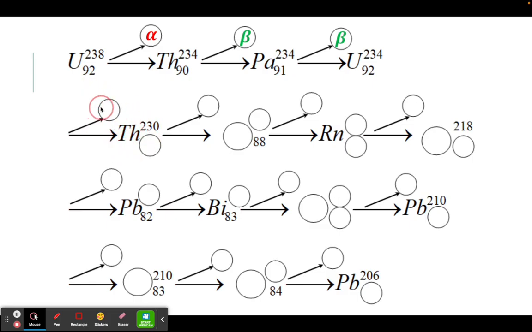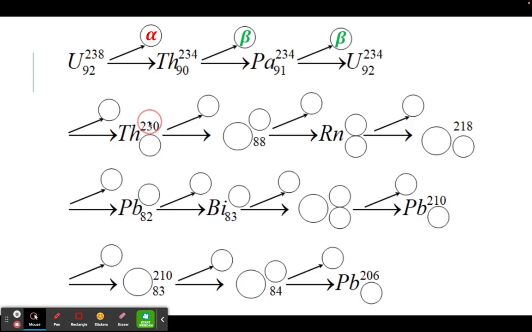So what particle is this? We got 230 here. We got thorium. What's the bottom number? Well, the bottom number is the atomic number, and the atomic number tells you the identity of the element. So since we have thorium, thorium is number 90, but we have 230.